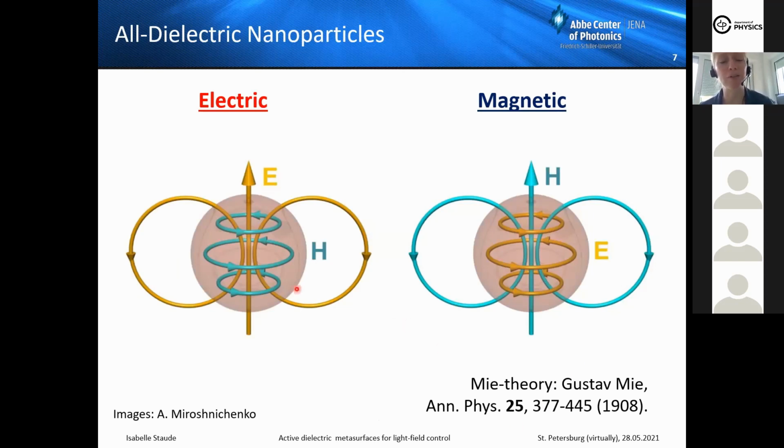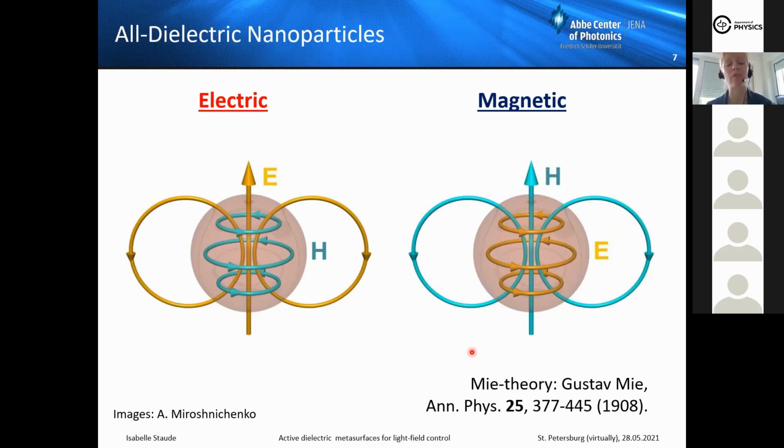You know this very well in St. Petersburg. So there's this electric dipole mode characterized by a linear displacement current, which scatters like an electric dipole. And here on the right-hand side, the probably more interesting magnetic dipole mode, which is characterized by this circular displacement current and scatters then like a magnetic dipole. There's also a series of higher order modes. So we have many opportunities to interact with both components of the light field.